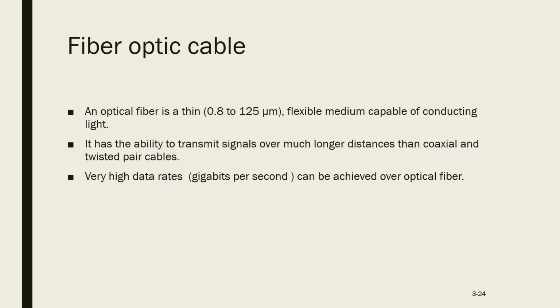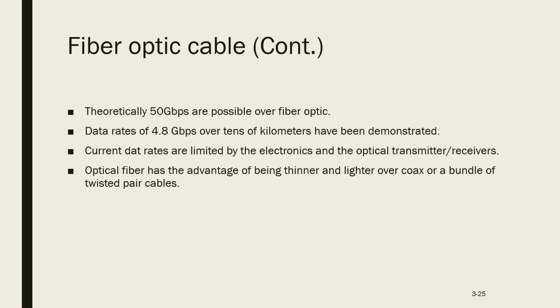Next, we have fiber optic cables. A fiber optic cable is a thin, flexible medium capable of conducting light. It has the ability to transmit signals over much longer distances as compared to coaxial as well as twisted pair cables, and they provide very high data rates. Approximately up to 50 Gbps speed is possible if we use fiber optic cables. Nowadays, most of the high-speed broadband connections are using fiber optic cables only.